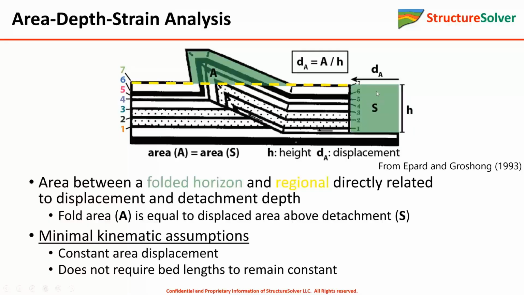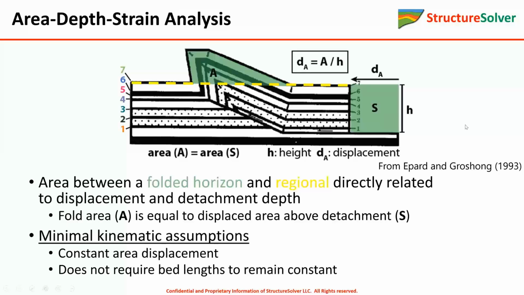In essence, that amount of displaced area is going to be a function of the horizon depth above the detachment, as well as the amount of displacement. The original premise was that if you can observe that fold area and you know something about the original depth of the horizon, say in the footwall, where this yellow dashed line is, you can measure that fold area and use that depth, the H right there, to then compute the displacement of the structure. That was the original early 1900s look at the area depth relationship.